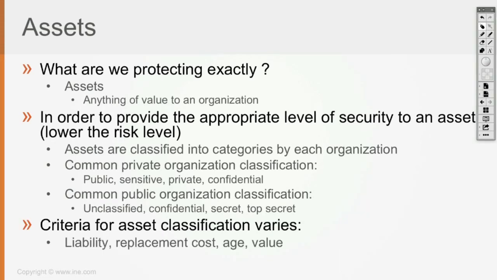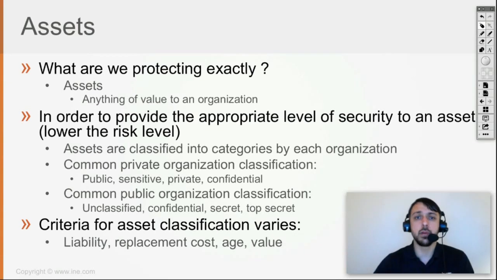As I was saying, criteria for asset classification varies a lot, like liability, or replacement costs, or the age of the asset, or the value of the asset, and all of those can change, especially as time goes. So there are some assets whose values change over time, and there are some assets whose values remain the same across the entire lifetime of an organization. Like, for example, the employee salaries.